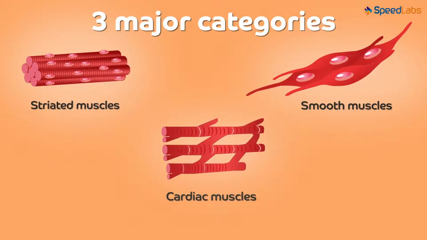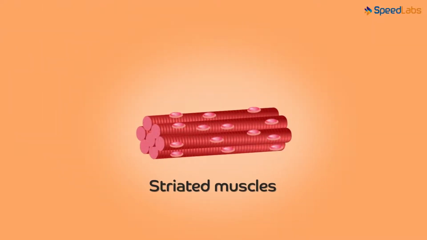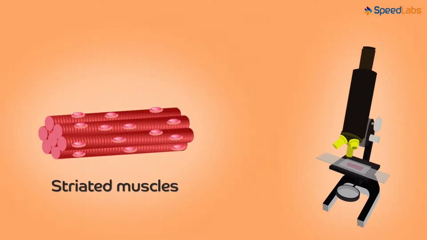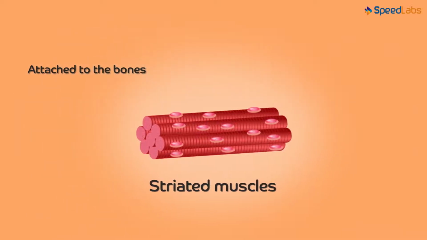Let's have a look at each type. The first one is called striated muscles. Now, as the name suggests, striated means when we stain this tissue and observe it under the microscope, then it exhibits striations in the form of alternate light and dark bands. Where do we find this type, by the way? We find these striated muscles attached to the bones. Hence, they are also named as the skeletal muscles.